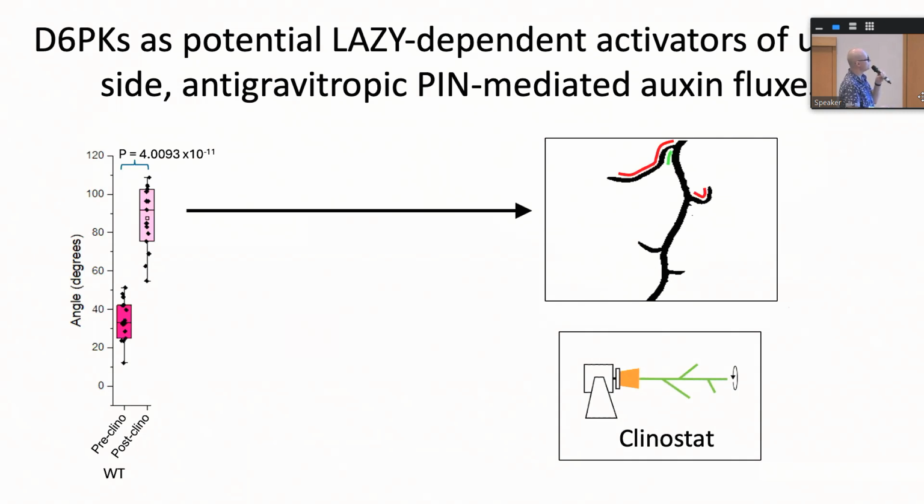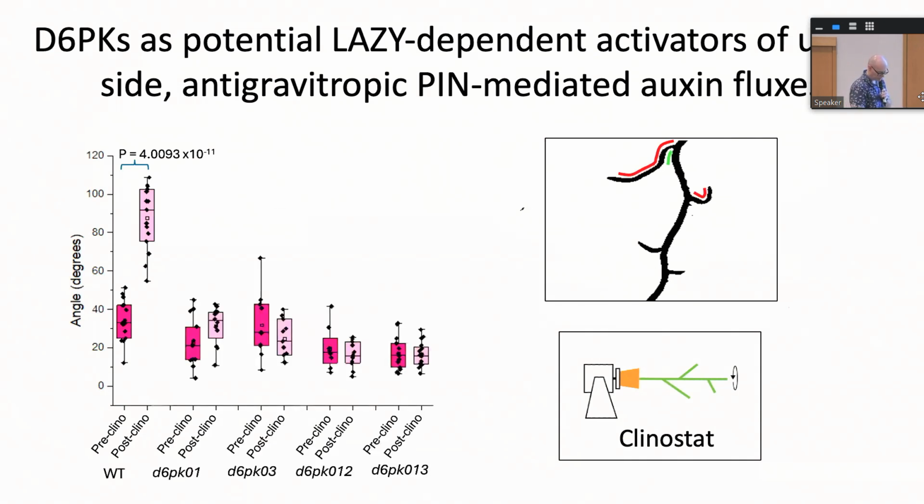This is what you see in a wild type plant. Pre-clinostat rotation, they're growing at their GSA. And then after clinostat rotation, these roots bend upwards. What's striking is that we don't see any of that happening in these D6PK mutants. There's maybe a hint of something going on in this double, but certainly over here in these triples, we've completely lost this upward bending.